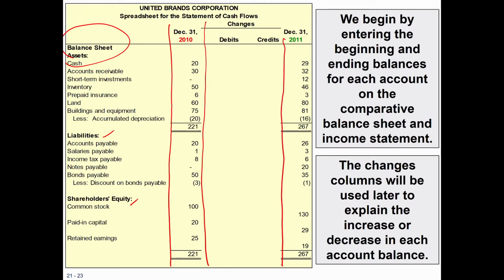This is by the end of 2011. You see the cash was 20, and by the end of 2011 it is 29. Accounts receivable was 30, by the end it's 32, like that. Also we have these two columns: one is a debit column and this is the credit column. I'm going to fill out some numbers here. This is the balance sheet spreadsheet.